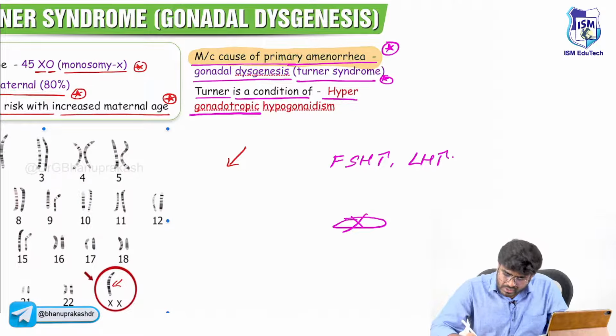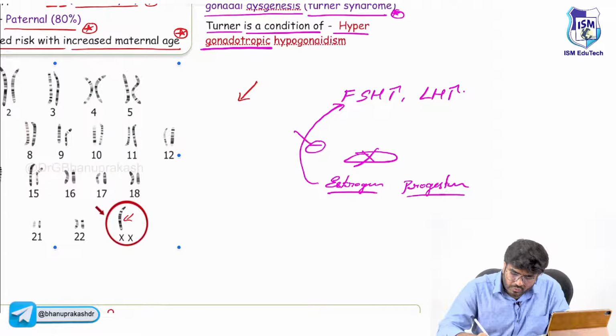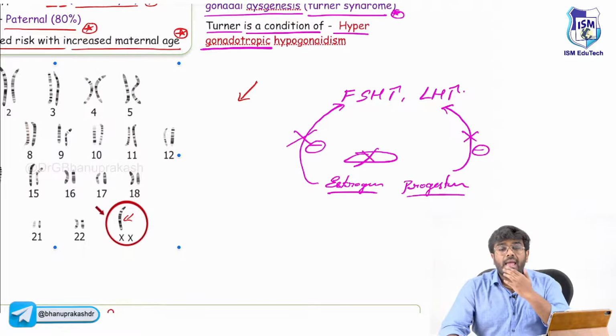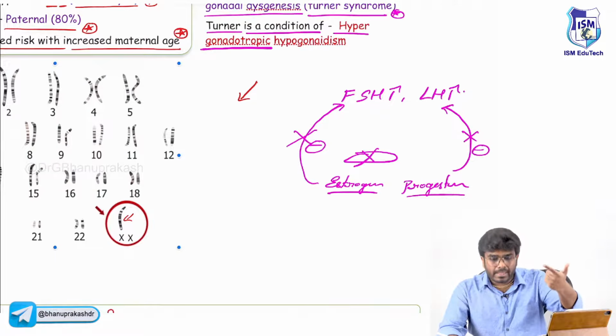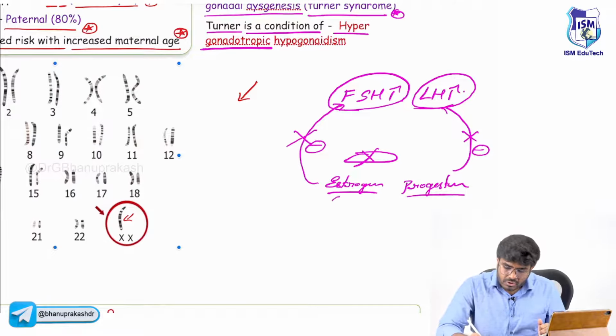When the ovaries are not developed, there is no estrogen. Estrogens are not there. Progesterone is not there. When estrogen is not there, there is no negative feedback. When progesterone is not there, there is no negative feedback. As there is no negative feedback, the FSH levels are elevated, LH levels are high, but estrogen levels and progesterone levels are low.